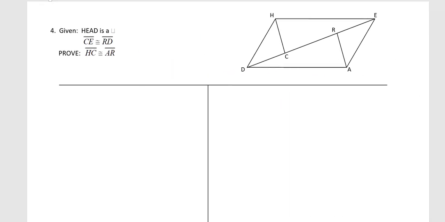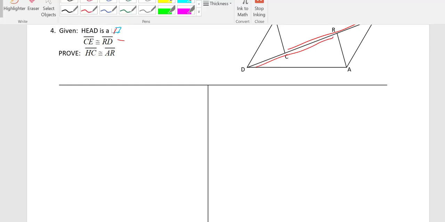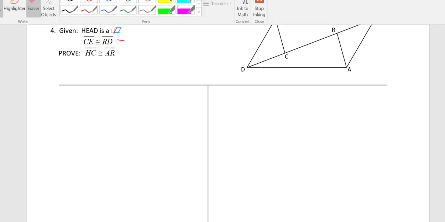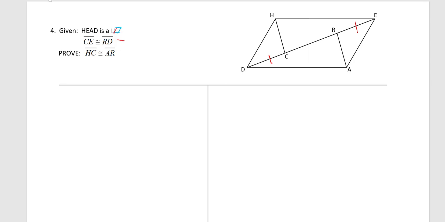Okay, on this second page here, let's try this first proof, number 4. It says that HEAD is a parallelogram. That's supposed to be a parallelogram symbol there. Sorry about that. And CE is congruent to RD. And from that, hopefully you can see that if this is congruent to this, then they're overlapping, which means, hopefully, from our experience, that by subtraction, you can get that this is congruent to this.